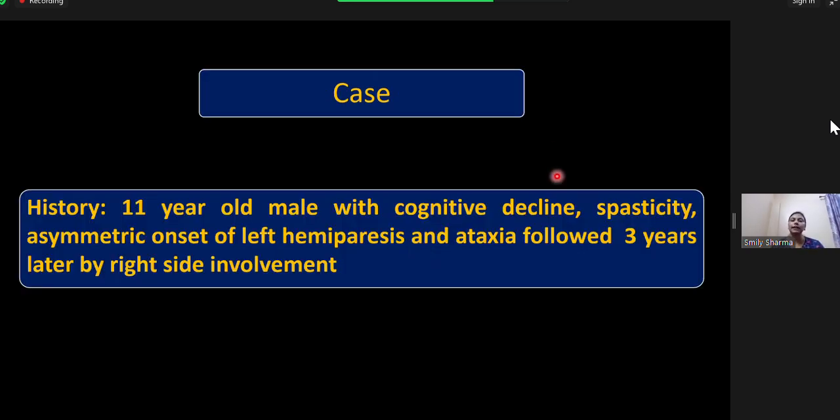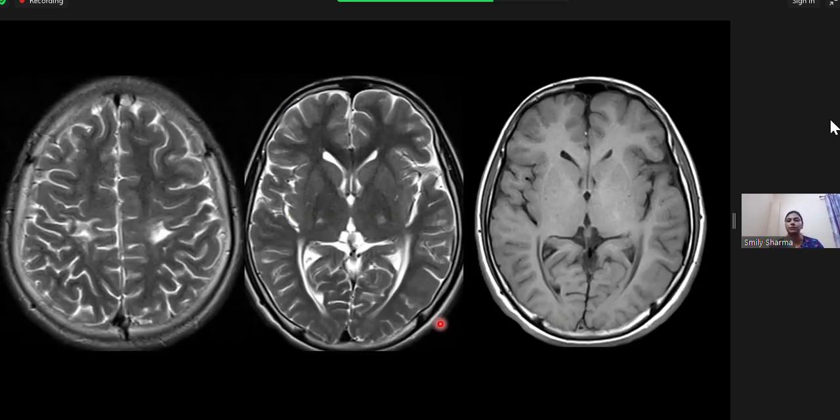So, we see another case of an 11-year-old boy with cognitive decline, spasticity, and asymmetric onset of left hemiparesis and ataxia, followed 3 years later by right side involvement. So first there was left hemiparesis, and then the child had right-sided involvement as well. There was cognitive decline, spasticity. So all the features pertain to some white matter disorder. What do you feel is the diagnosis just based on this image? We can see the further images as well.